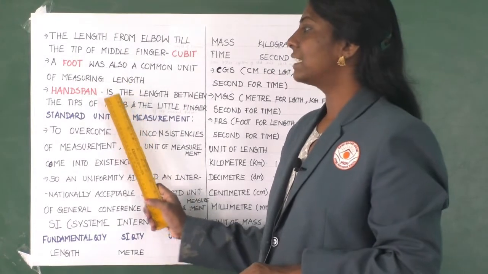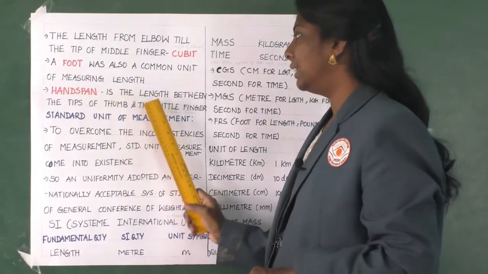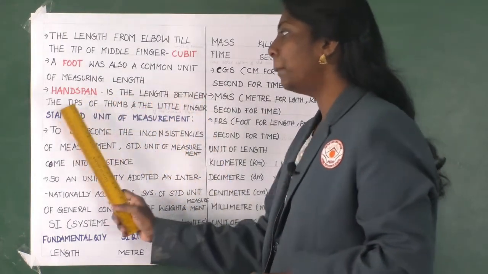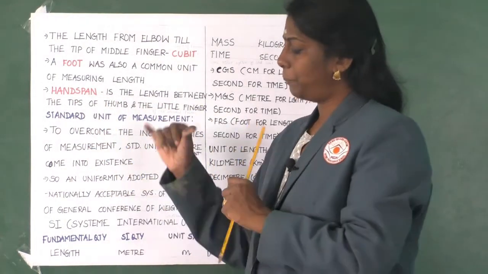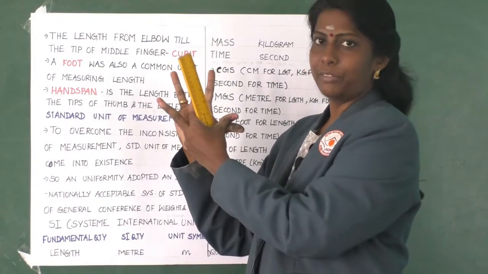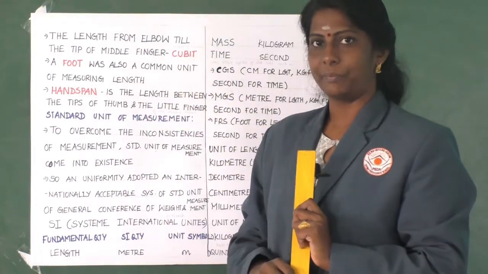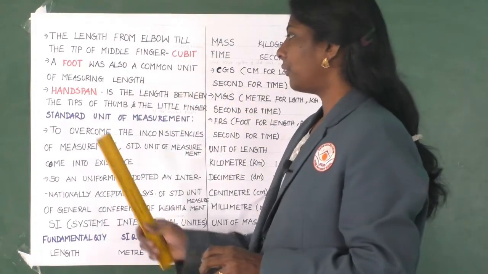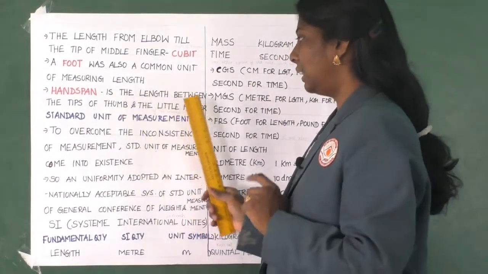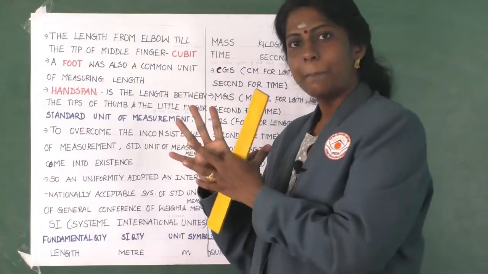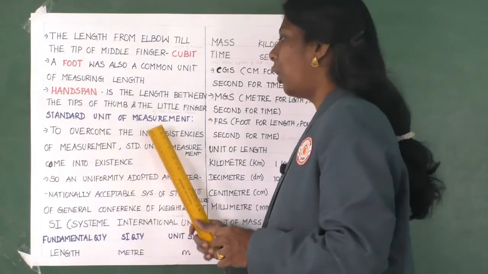Then a foot was also a common unit of measuring length. Next thing is about hand span. What is a hand span? A hand span is the length between the tip of the thumb and the little finger, from here to here. So a hand span is the length between the tip of the thumb and the little finger of our stretched palm. Clear? Yes.